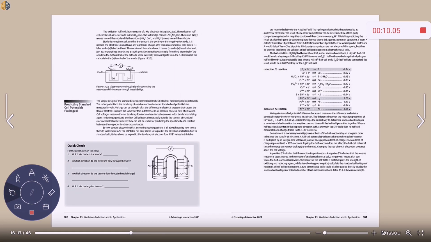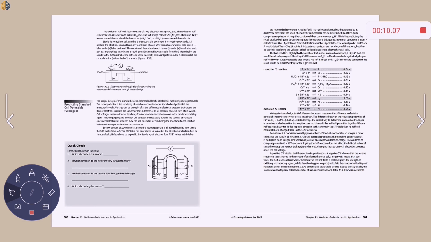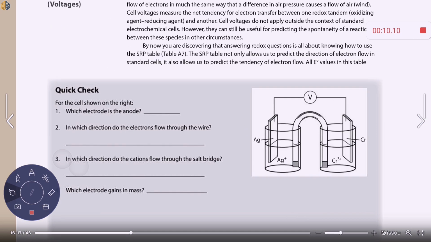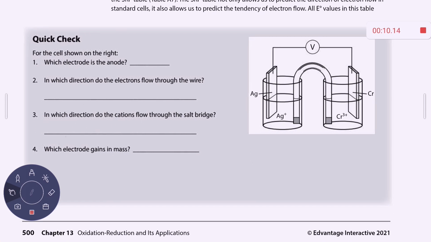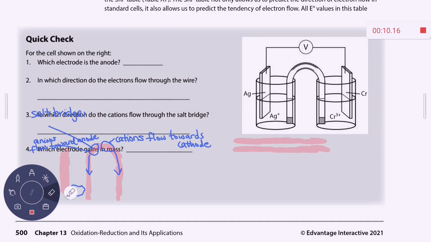All right, turn the page. Let's take a look at the quick check. So with the person sitting next to you, why don't you answer these 4 questions, and then let's see what you guys come up with.